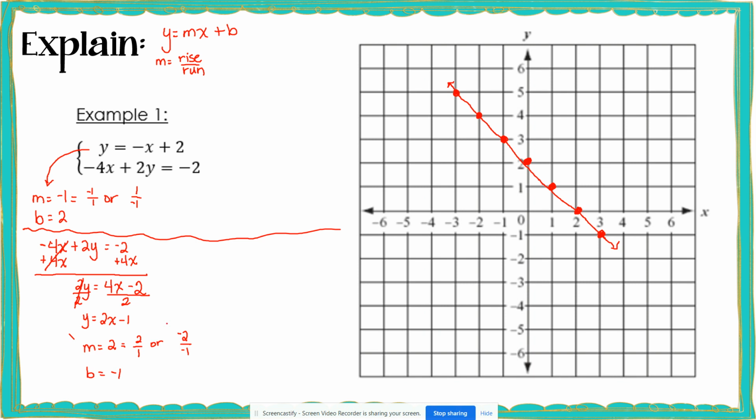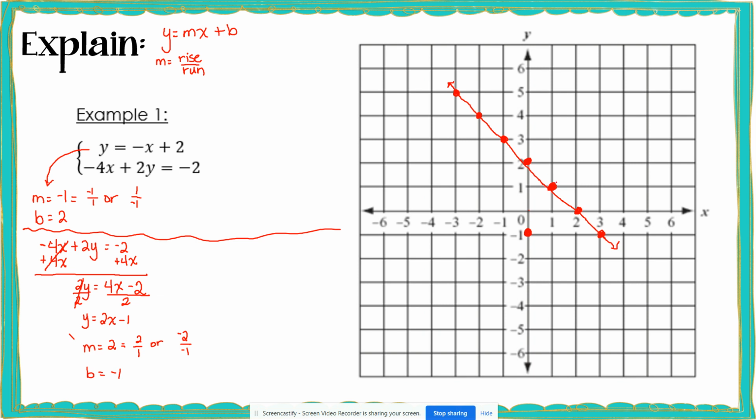So now I'm going to graph this equation. So I'm going to start at my y-intercept of negative 1. So I will go down to negative 1 on my y-axis. Then my slope is 2 over 1. Well, that's a positive 2 over a positive 1. So that is a rise of up 2 because it's a positive 2, and a run because it's positive 1 of right 1. So you can see that I intersect my first line right here.